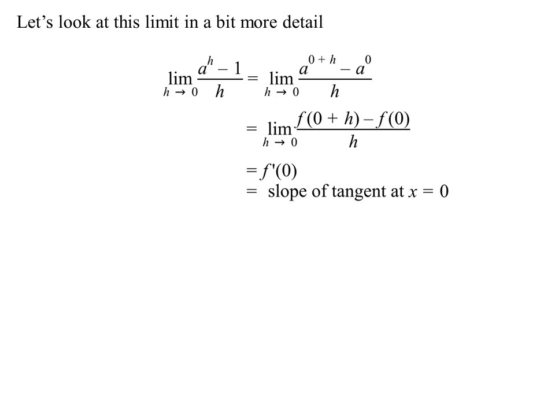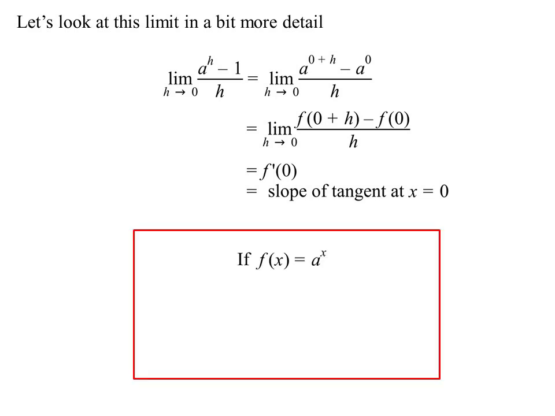And what is function dash 0? Function dash 0 is the slope of the tangent. That's what we use to measure the slope of the tangent. So whatever the slope of the tangent is at the y-intercept, when x equals 0, that will be the answer to that limit. Alright, that gives us a sort of a formula we could use. If function x is a to the power of x, then f dash x will equal m, some number, times a to the power of x. And m will be whatever the slope of the tangent is at the y-intercept. Come back to that later.